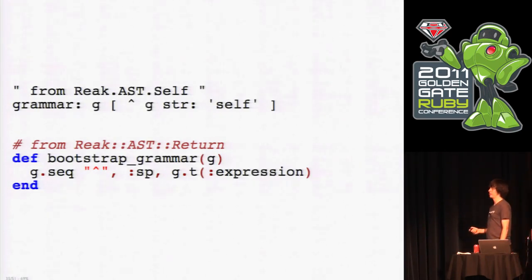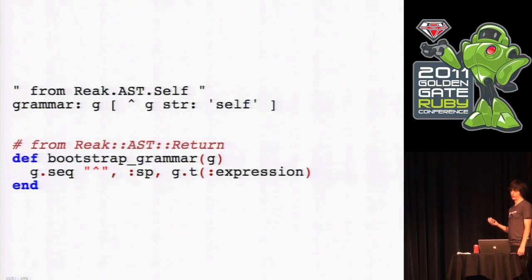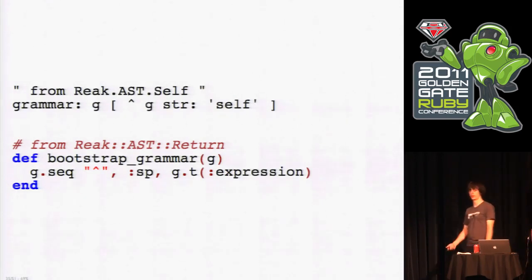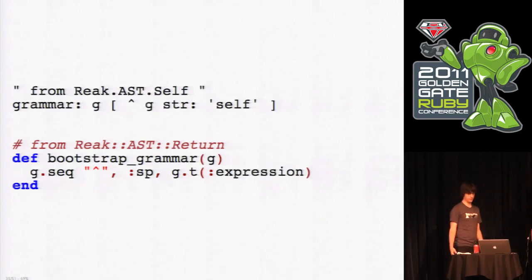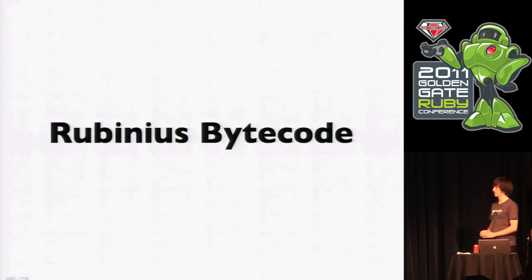But basically, you have this Smalltalk interface for defining grammar, and then down here you also have the Ruby interface for defining grammar. So I can define the grammar I use for bootstrapping in Ruby, because I can't define a method without the return symbol, therefore the grammar for returning has to be defined before I can load any Smalltalk code. And then from that, I can generate Rubinius bytecode.